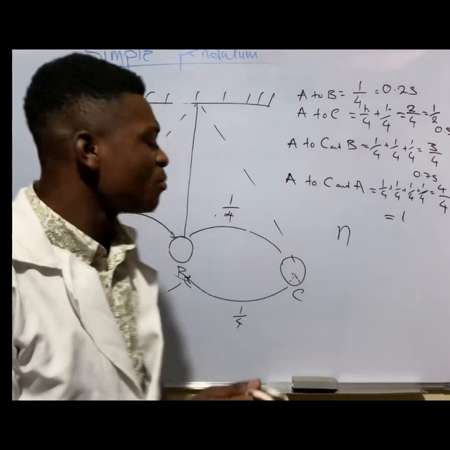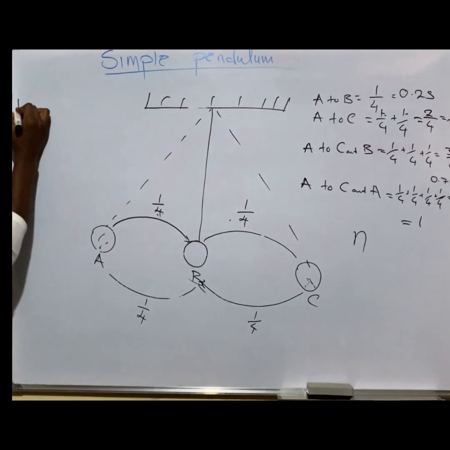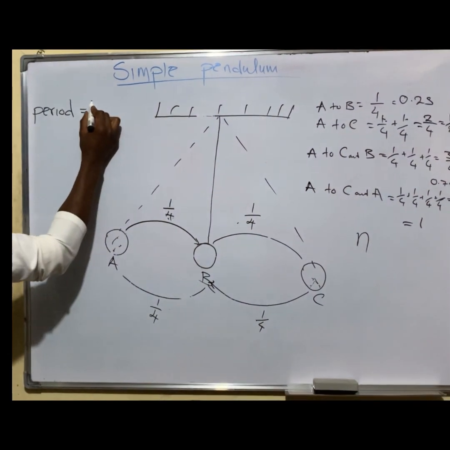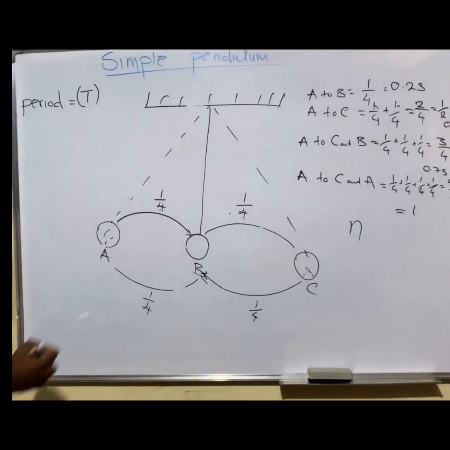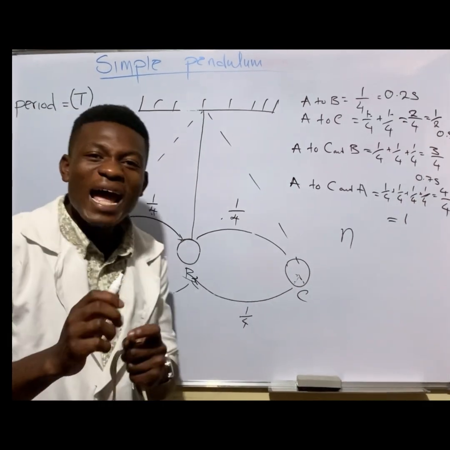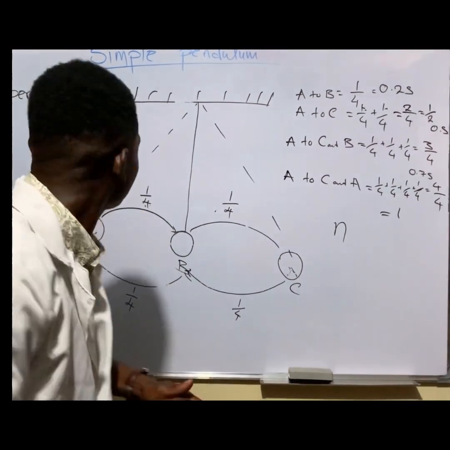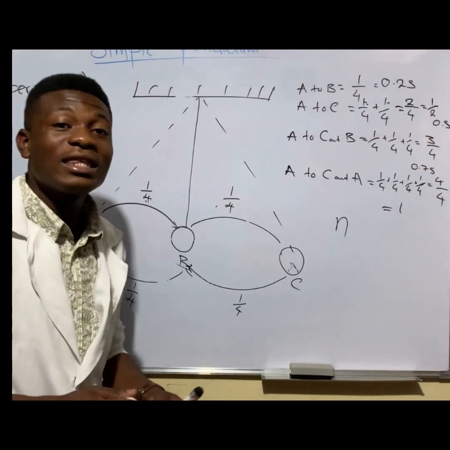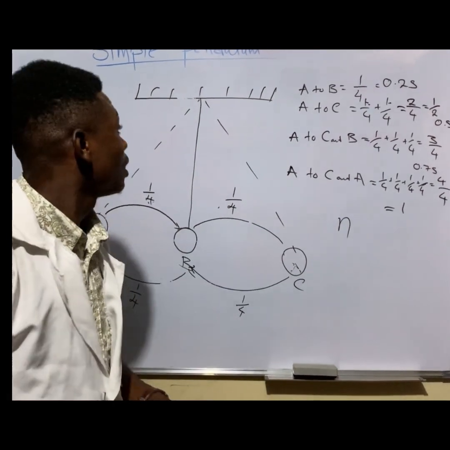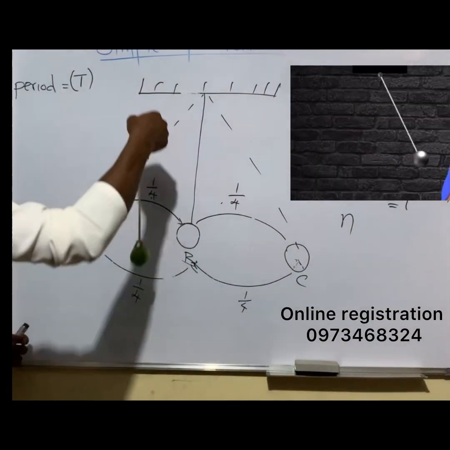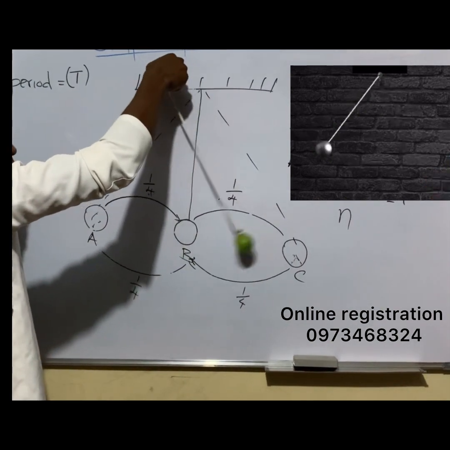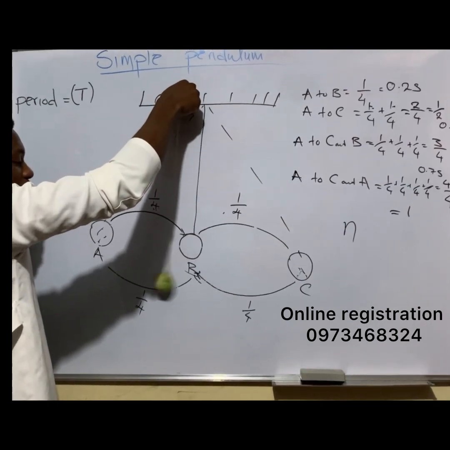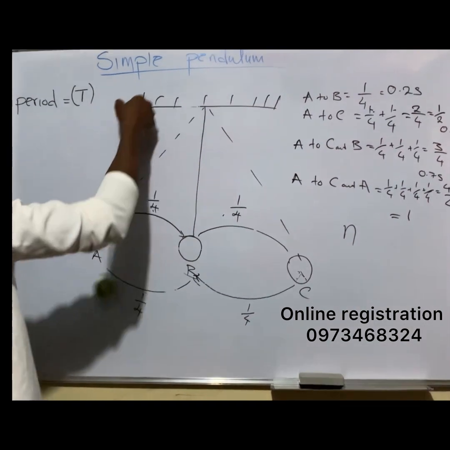As we talk about the simple pendulum, there are things that you need to understand. Number one, we have what we call the period of the pendulum, represented by capital T. The period of the pendulum is the time taken to complete one oscillation. So this is the period as it is moving, the time taken to complete one oscillation.